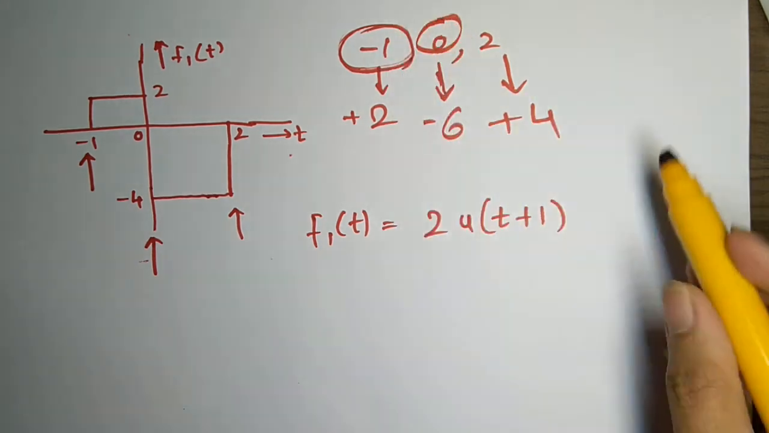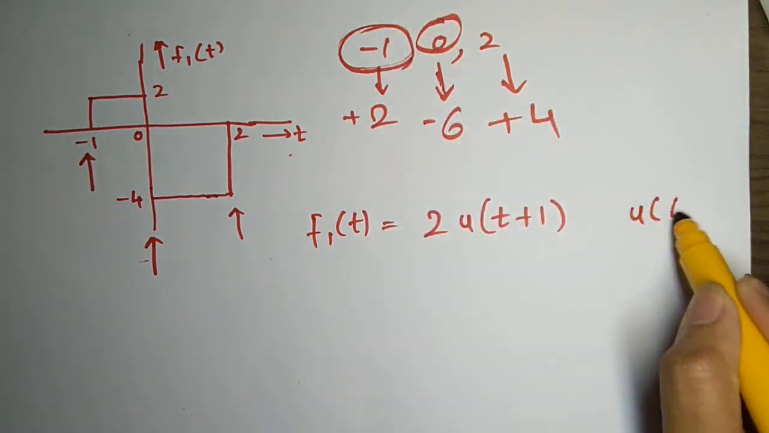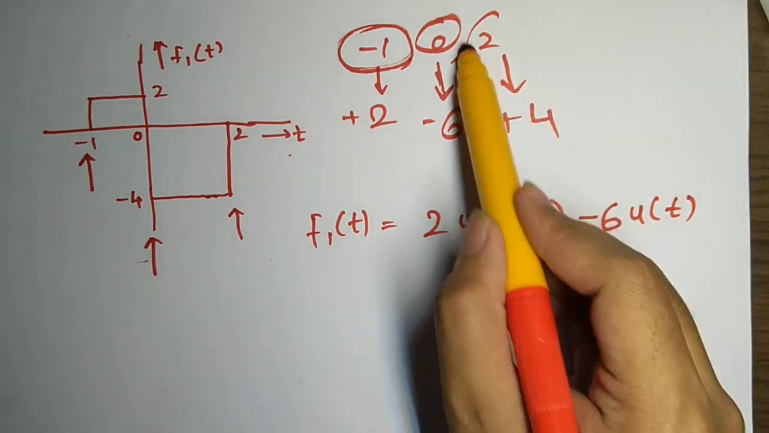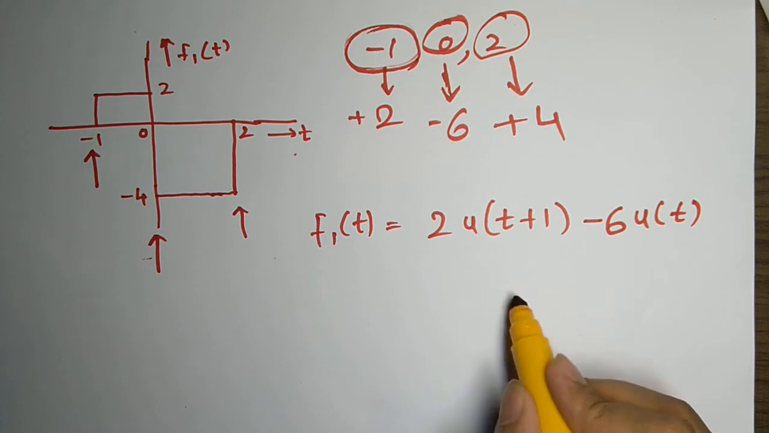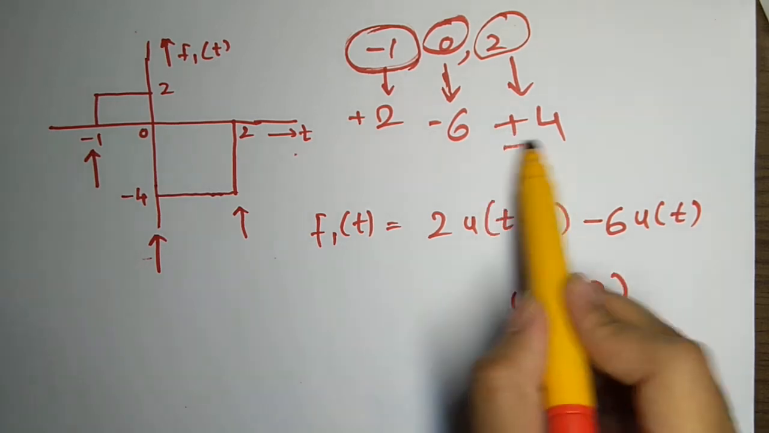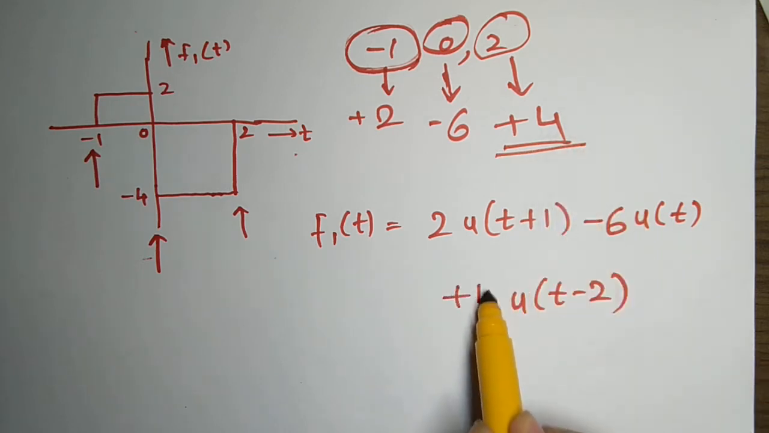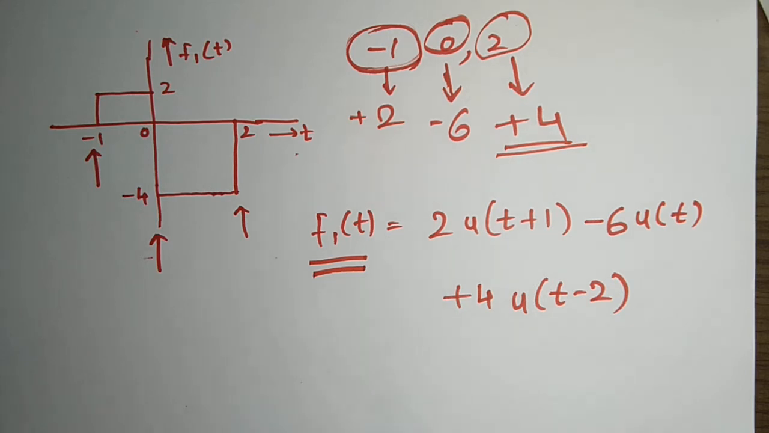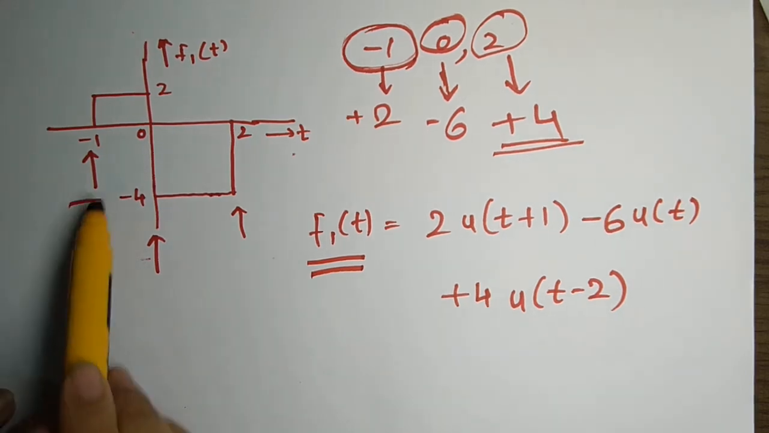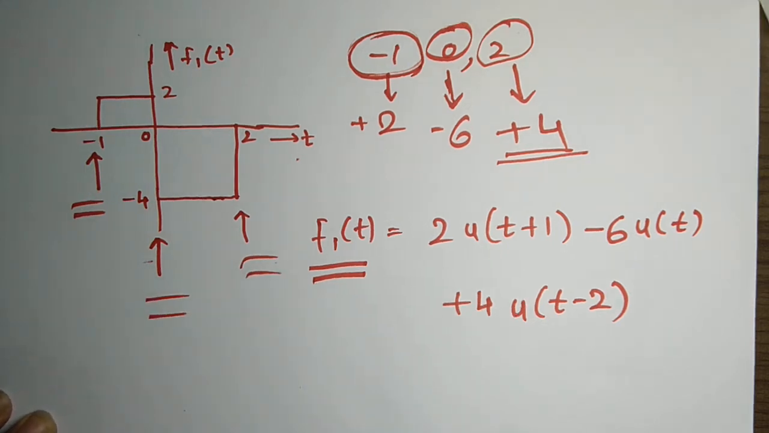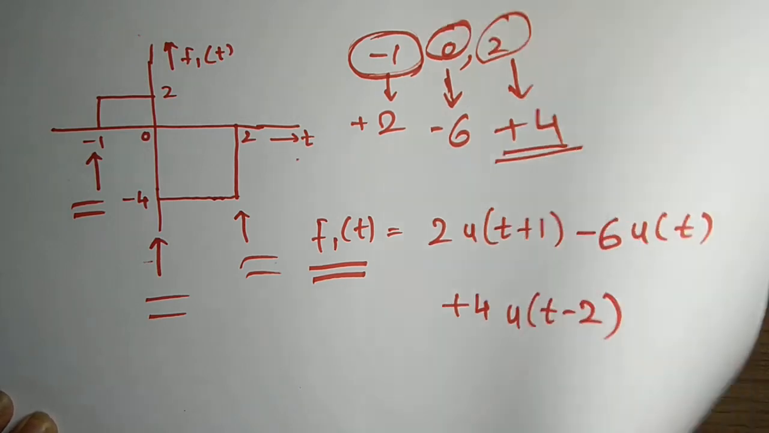At 0 it will be u of t, and the jump is of -6. And at t equal to 2, that is u of t minus 2, the jump is of +4. So we have written f1 of t in terms of step signals. As you can see, we just checked where the signal is suddenly changing its amplitude, and we represented it in the form of step signals.